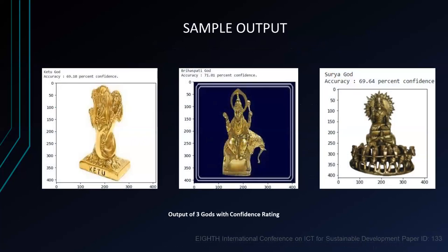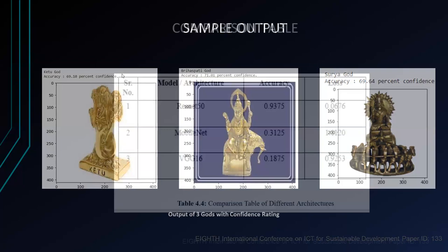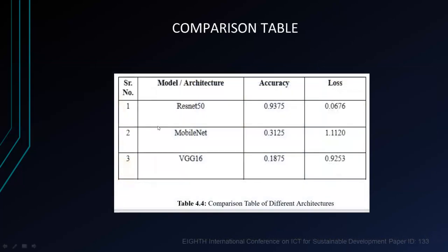And this is the sample output. A sample output consists of two things, the name of the god and the accuracy. This is the comparison table between the 3 architectures, ResNet 50, MobileNet, and VGG. It clearly shows that ResNet 50 has higher accuracy and less loss.